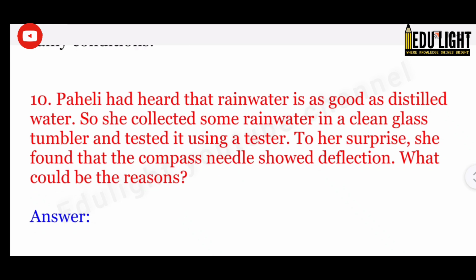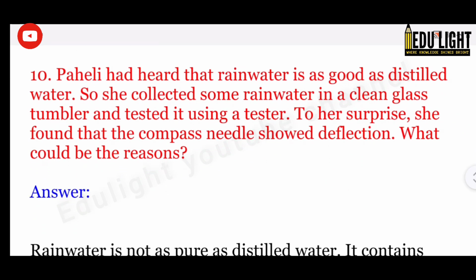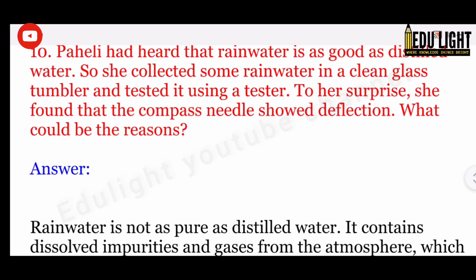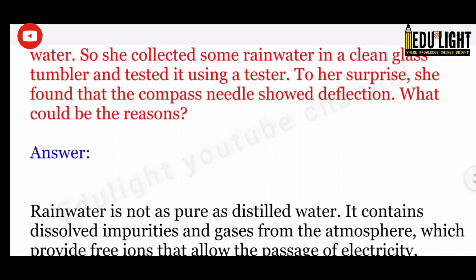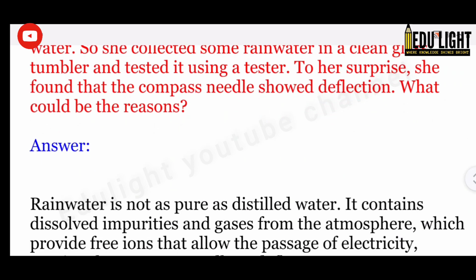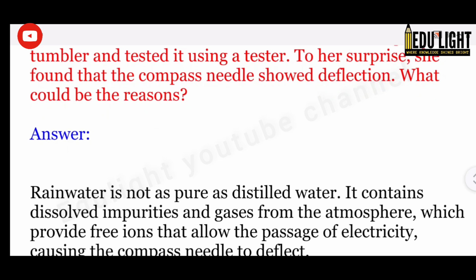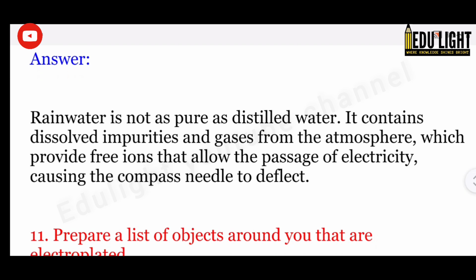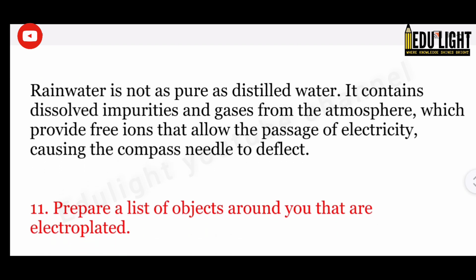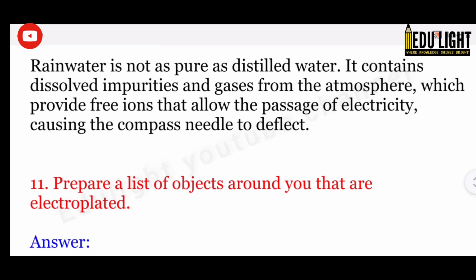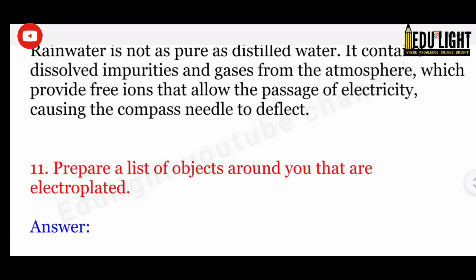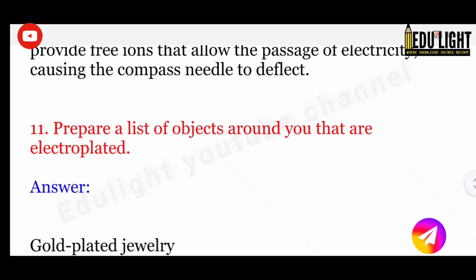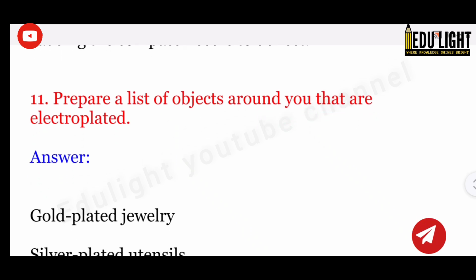Paheli had heard that rainwater is as good as distilled water. So she collected some rainwater in a clean glass tumbler and tested it using a tester. To her surprise, she found that the compass needle showed deflection. What could be the reasons? Well, rainwater is not as pure as distilled water. It contains dissolved impurities and gases from the atmosphere, which provide free ions that allow the passage of electricity, causing the compass needle to deflect.